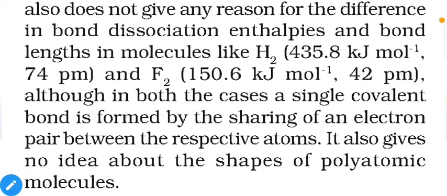Whereas in F2, the enthalpy is 150.6. That means you need to apply 150 kilojoules of energy to break bonds between two fluorine atoms in 1 mole of F2 gas. So although hydrogen and fluorine both contain a single bond, the requirement of energy for breaking the bond is largely different. As we can see, we have nearly 300 kilojoules of difference in their enthalpies, whereas the length of F2 is even smaller than H2. The bond length of H2 is 74 pm, whereas the bond length of F2 is 42 pm.